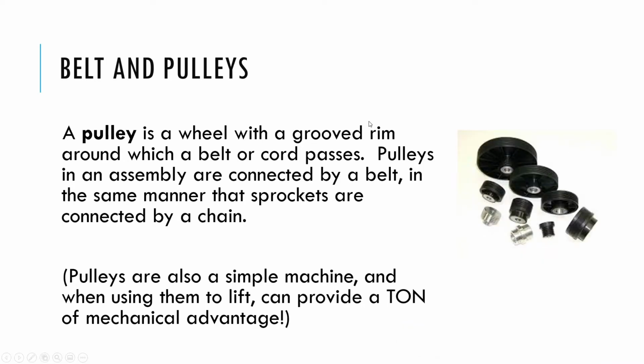A pulley is a wheel that has a groove around the outside of it, along the rim, around which a belt or a cord can pass. So in an assembly, they're connected by a belt, the same manner that sprockets are connected by a chain. It goes around the outer edge of it, and as the chain or belt moves around, it rotates that item.